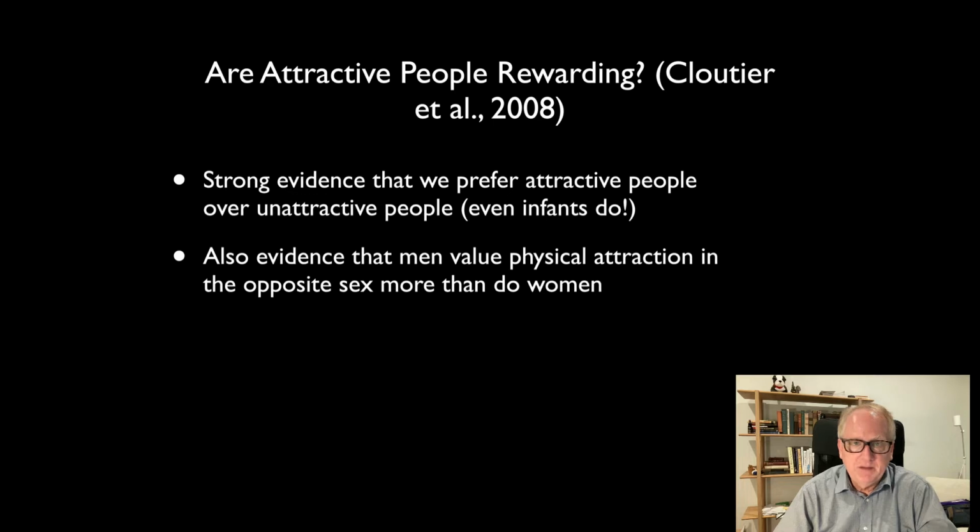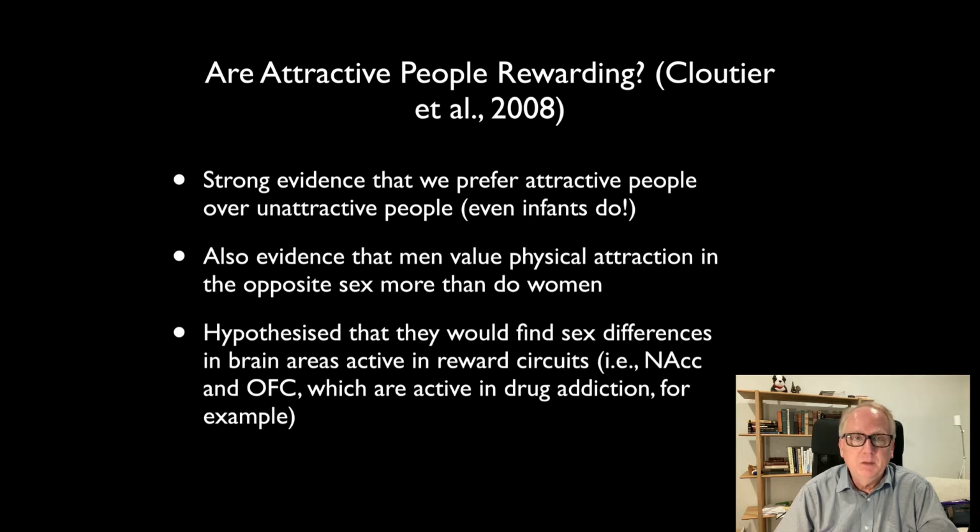And there's also evidence that men value physical attraction in the opposite sex more than women do, on surveys and so on. So what these researchers hypothesized is that they would find a sex difference in brain areas active in reward circuits. And these particular reward circuits in the brain that they were interested in were the nucleus accumbens and the orbital frontal cortex, which are also active, for instance, when people are addicted to drugs or taking a drug. So they wanted to see whether those areas become more activated when you're looking at somebody that you find physically attractive.